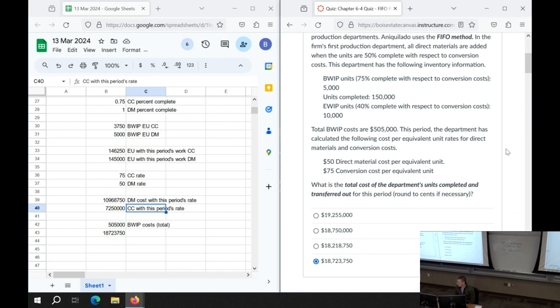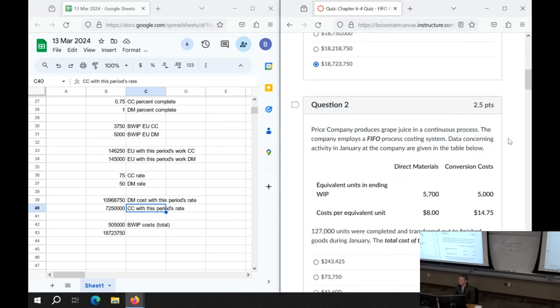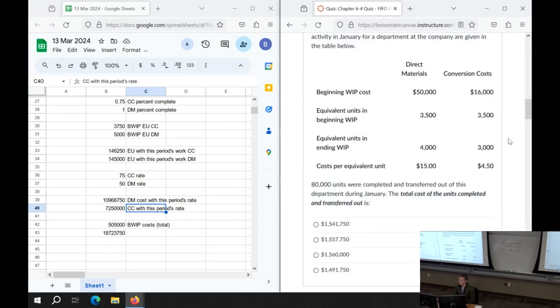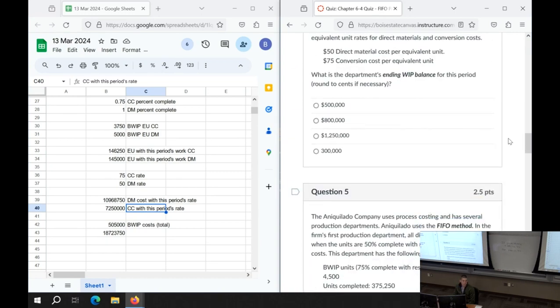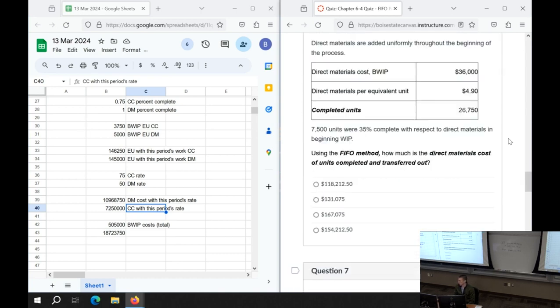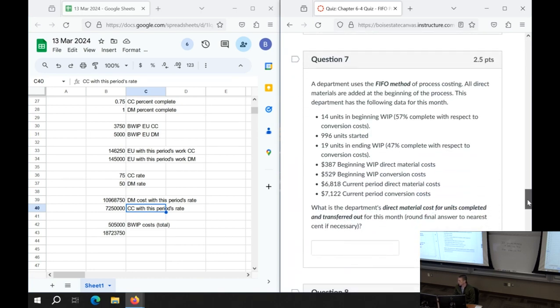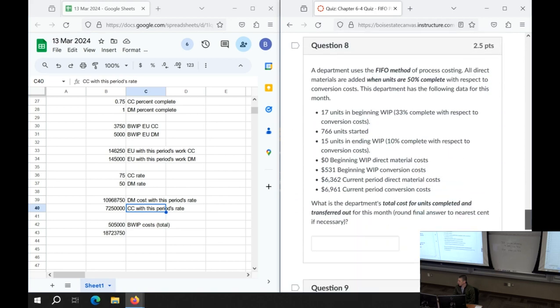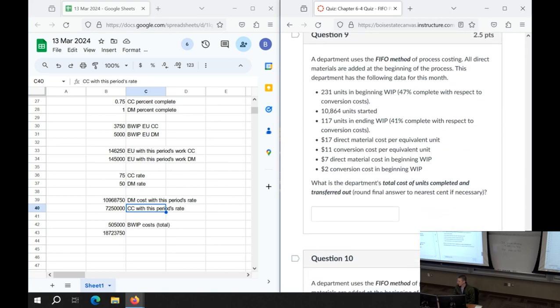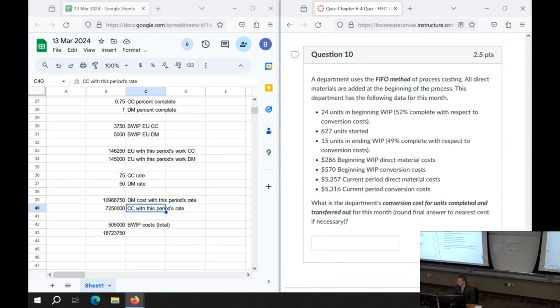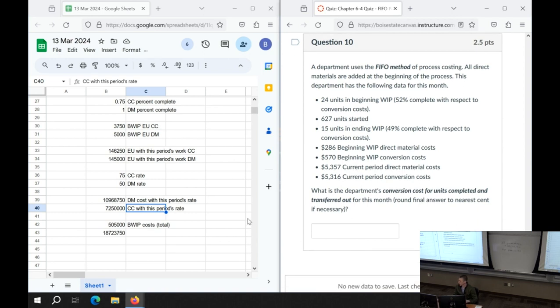All right. Sure. Yeah, I was going to try and do that just to finish this up. Any of these will work. I just want to do one. I don't want to do direct materials and conversion costs. Let's do this one right here.